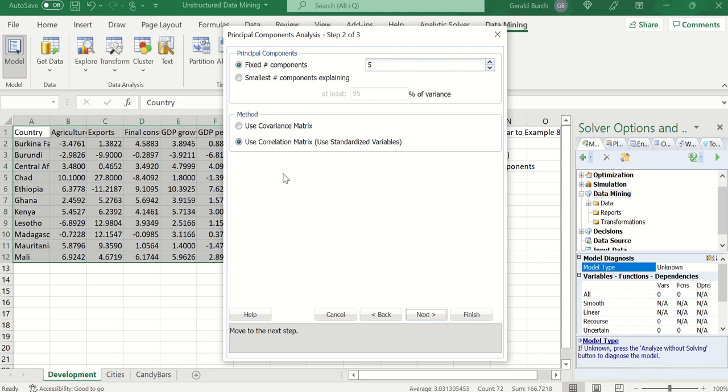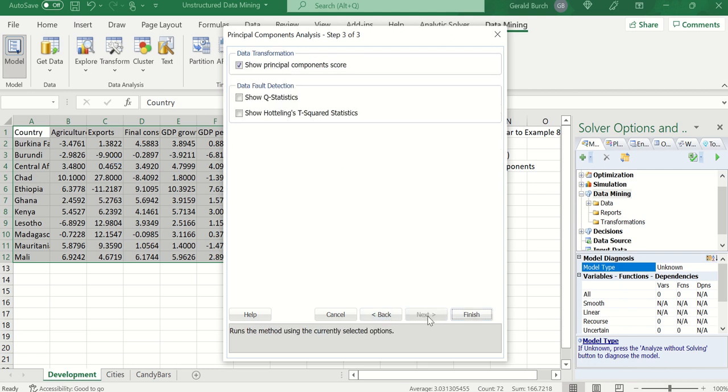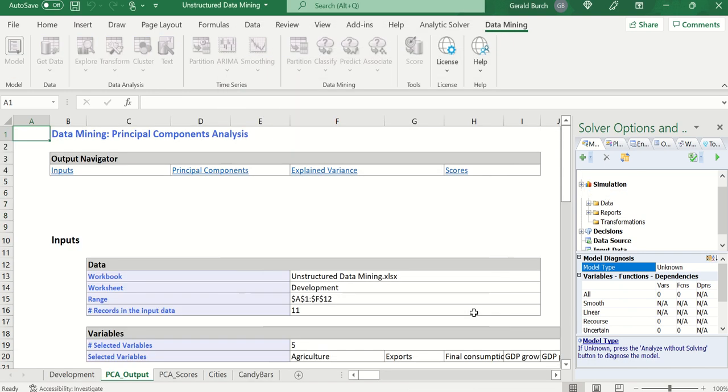We are going to use a correlation matrix instead of the covariance, so we're going to use correlation. And I believe it's also told us that we're going to use a fixed number of components, and in this case, we're going to keep it at 5. Go ahead and click Next. We want to show the principal component scores, and click on Finish.